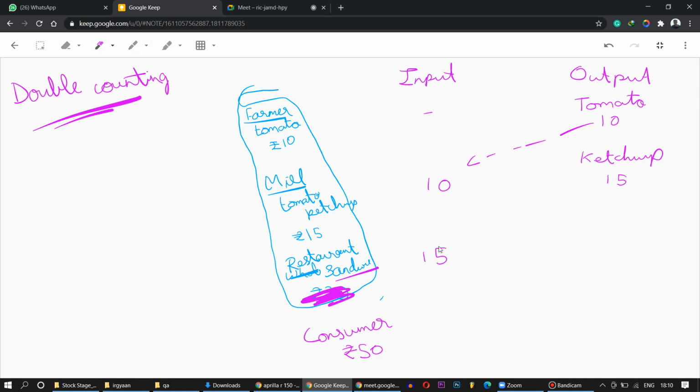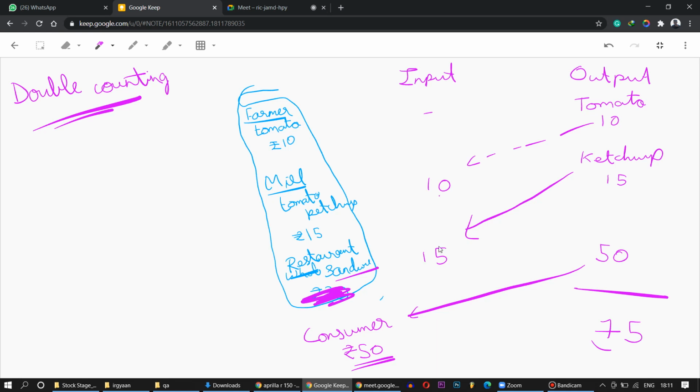They are selling it for 50 rupees sandwich, and that goes here. So now if we add all of this, we get 50, 65, 75. We get 75. But the product is worth only 50, right? The final amount should be 50. But it is showing 75 if we add all of it. And that is wrong.